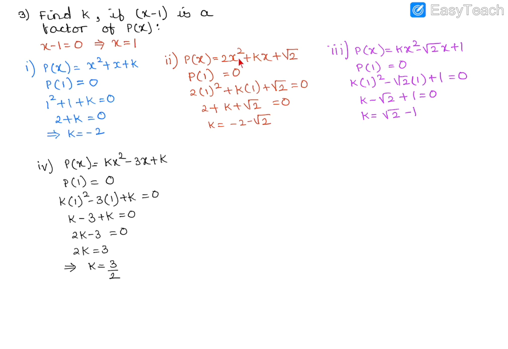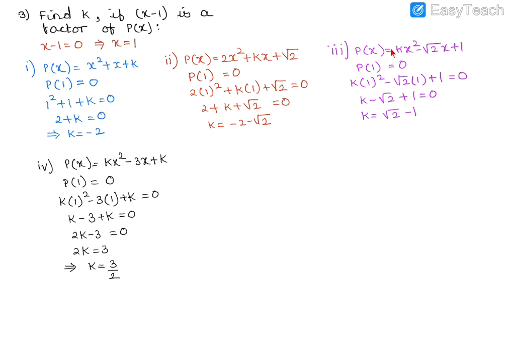Similarly, here if I put x is equal to 1, then my remainder should have been 0 if x minus 1 is a factor. So this will give you 2, this will give you k and plus root 2. This entire thing should have been 0. So k is equal to, shift 2 to the right hand side and minus 2 to the right hand side. Plus will become minus. This was actually a plus. When you shift it, it becomes a minus.